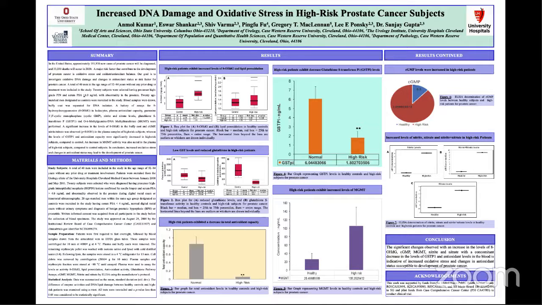I'm a third year at Ohio State University, and my presentation is on increased DNA damage and oxidative stress in high-risk prostate cancer subjects. So a major risk factor that contributes to the development of prostate cancer is oxidative stress and the oxidant to antioxidant imbalance. Our goal was to investigate oxidative DNA damage and the changes in antioxidant status as risk factors for prostate cancer. So a total of 40 men without any prior drug or treatment were included in the study. The men were then split into two groups depending on the abnormality of the prostate. Afterwards, an 8-hydroxydeoxyguanosine or 8-OHDG assay was done.